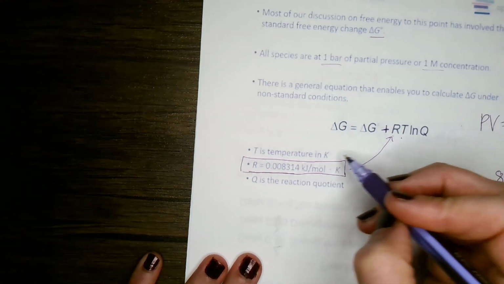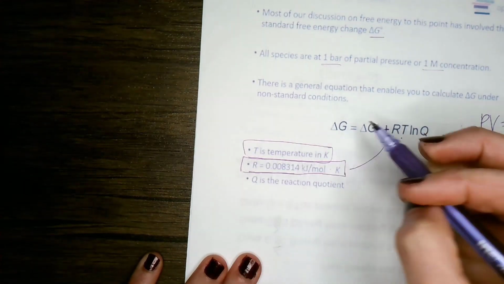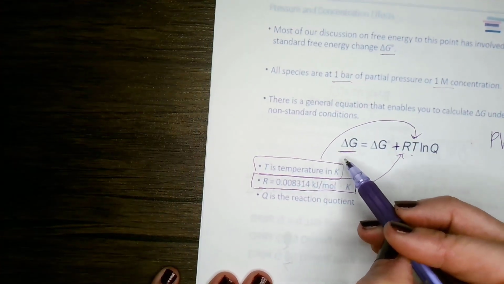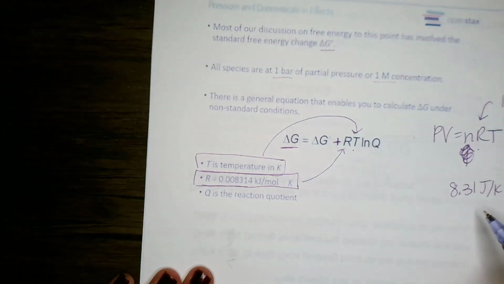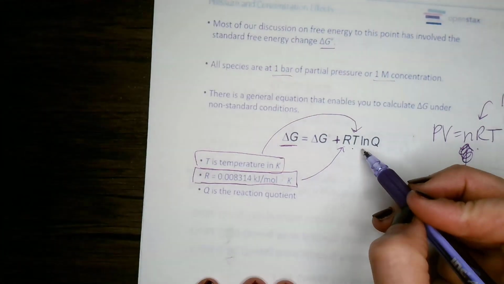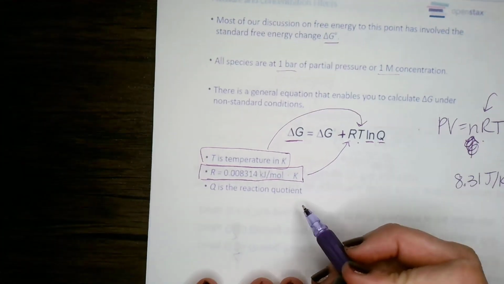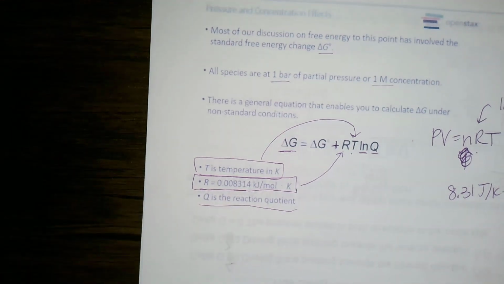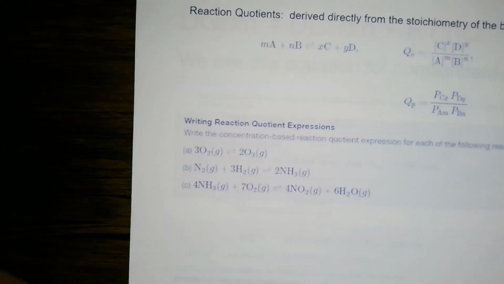Our T is the temperature in Kelvin at which this non-standard reaction is happening, since we're not at 298 Kelvin. And then we're going to take the natural log of Q. And Q is the reaction quotient. So we're going to get into what that means next.